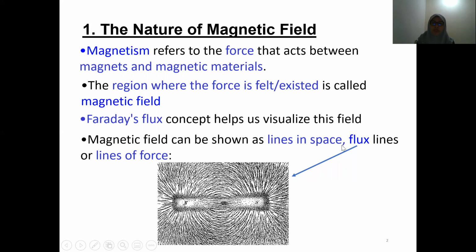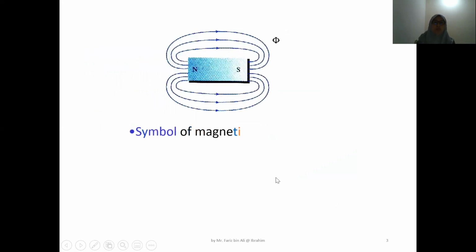The flux lines are lines in space, as illustrated in this figure. This is the north pole and this is the south pole. This region where the force is felt and exists is called the magnetic field, these force regions. The symbol of the magnetic flux is Φ.